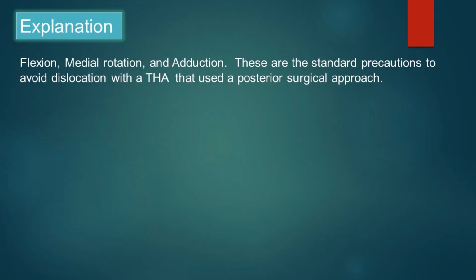Let's see the explanation. Flexion, medial rotation and adduction are the standard precautions to avoid dislocation with total hip replacement or total hip arthroplasty that uses a posterior surgical approach.